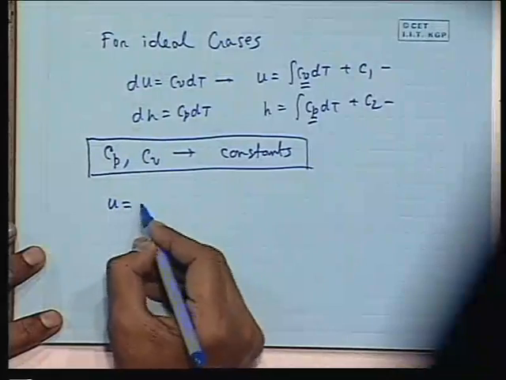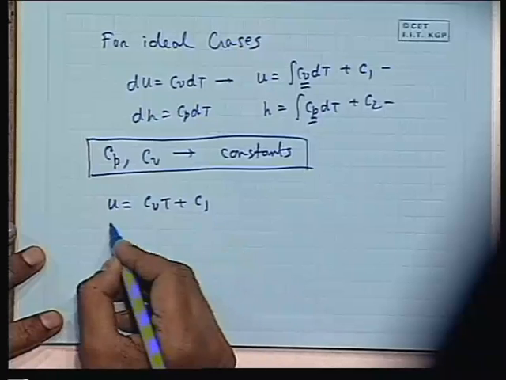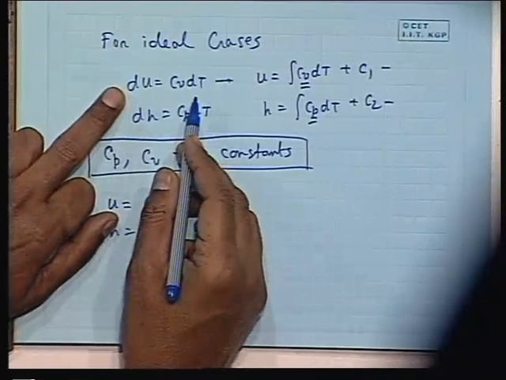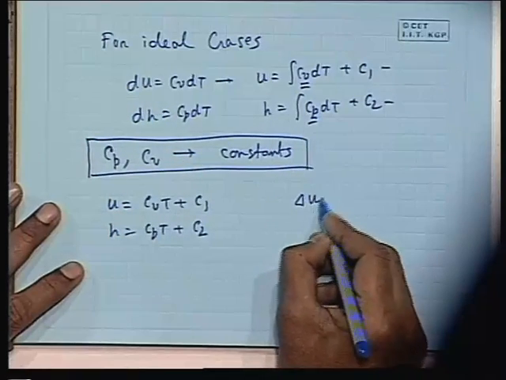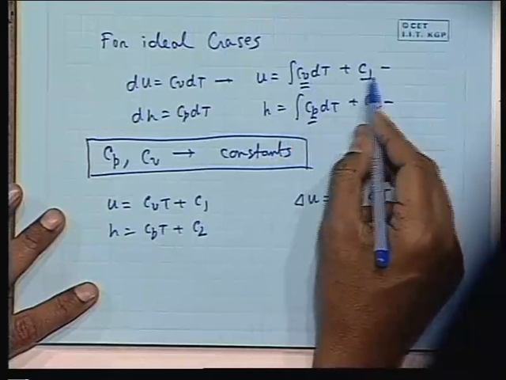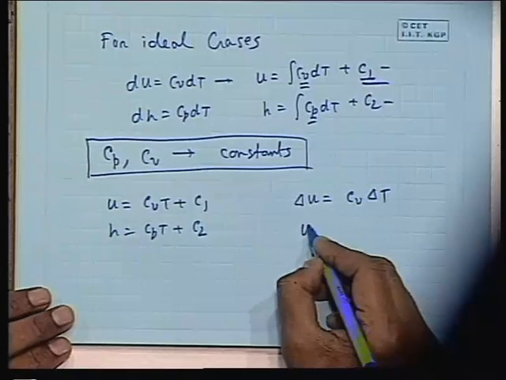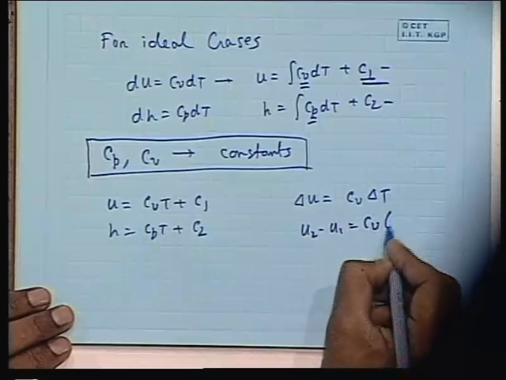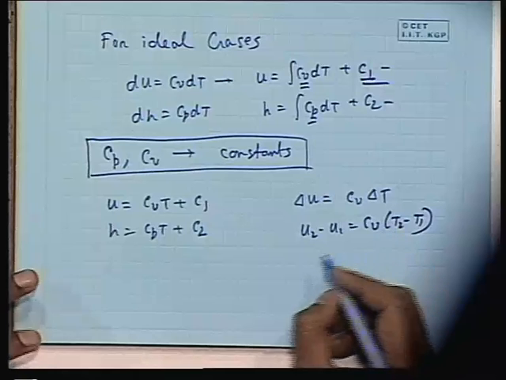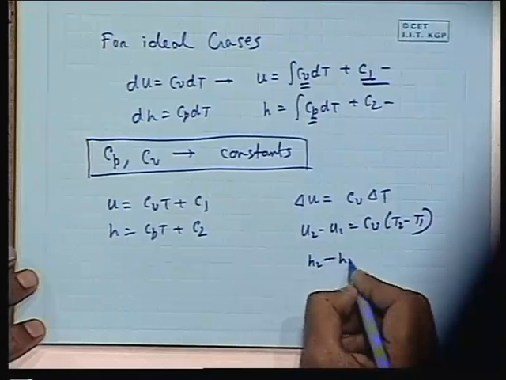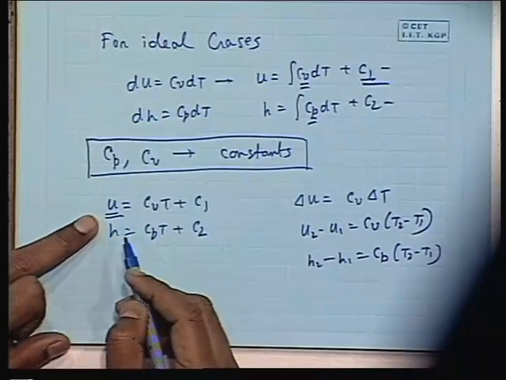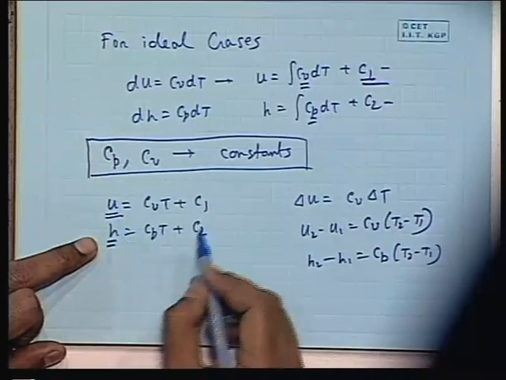Then it becomes simply U is equal to CvT plus C1, and H is equal to CpT plus C2. Now, so long as the difference is considered, I don't care. Delta U is equal to Cv delta T. That means I can integrate this. If Cv is constant, I don't care about this constant of integration. That means U2 minus U1 is Cv into T2 minus T1. This we have already used in the problems of first law. H2 minus H1 is Cp into T2 minus T1.